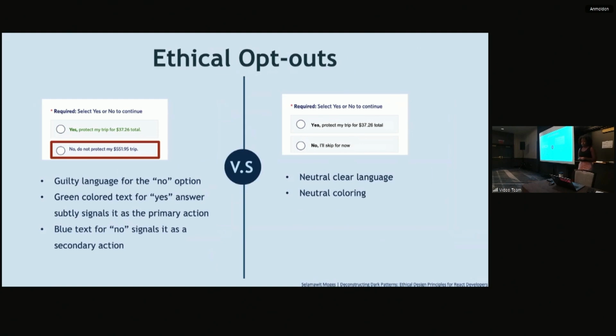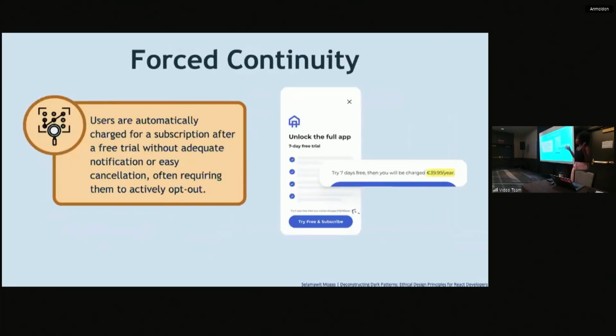Before I go to the next one, raise your hand if you have a subscription to anything. Now, raise your hand if, with that subscription, you said, oh yeah, I'm definitely going to cancel it two weeks before I get charged. And you forgot. Well, that is called forced continuity. Users are automatically charged for a subscription after a free trial without adequate notice or easy cancellation, often requiring them to actively opt out. Super annoying. We've all done it.